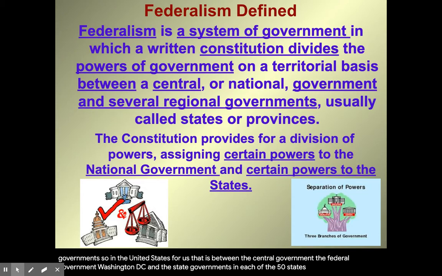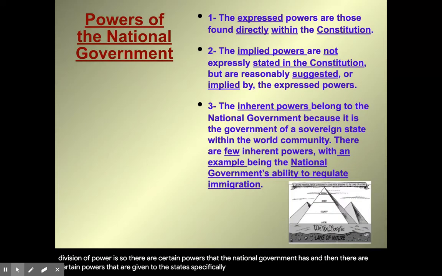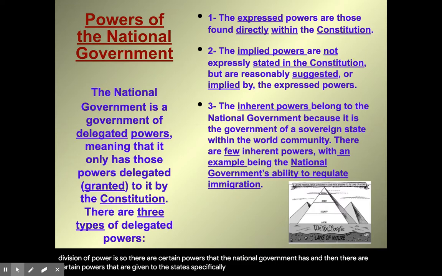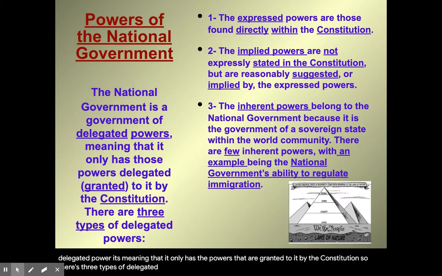The Constitution provides for a division of powers. So there are certain powers that the national government has, and then there are certain powers that are given to the states specifically. The national government is a government of delegated powers, meaning that it only has the powers that are granted to it by the Constitution. So there are three types of delegated powers.